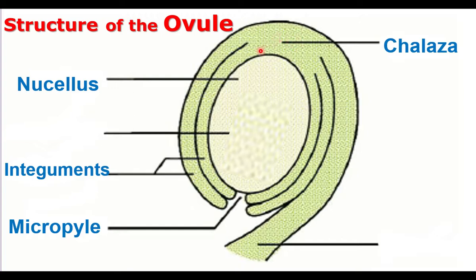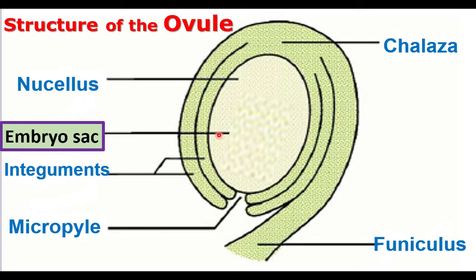At the chalaza end, the integuments fuse. Actually, the chalaza end is the basal part of the ovule. The ovule is attached to the wall of the ovary by a stalk. By means of this stalk, the ovule is connected to the wall of the ovary. This is called the funiculus. What is the central important part of the ovule? Nucellus, because inside the nucellus, the embryo sac is present.